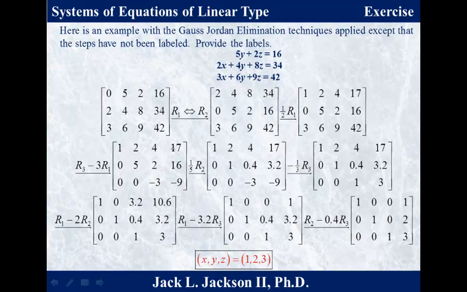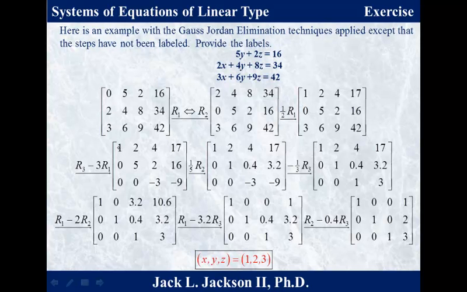Notice again, this leaves row 1 and 2 alone, and it's only row 3 that's actually changing. -3 times row 1: -3 times 1 is -3 plus 3 is 0. That's what we were after. -3 times 2 is -6 plus 6 is 0. That's another little bonus there. -3 times 4 is -12 plus 9 is -3. And -3 times 17 is -51 plus 42 is -9.